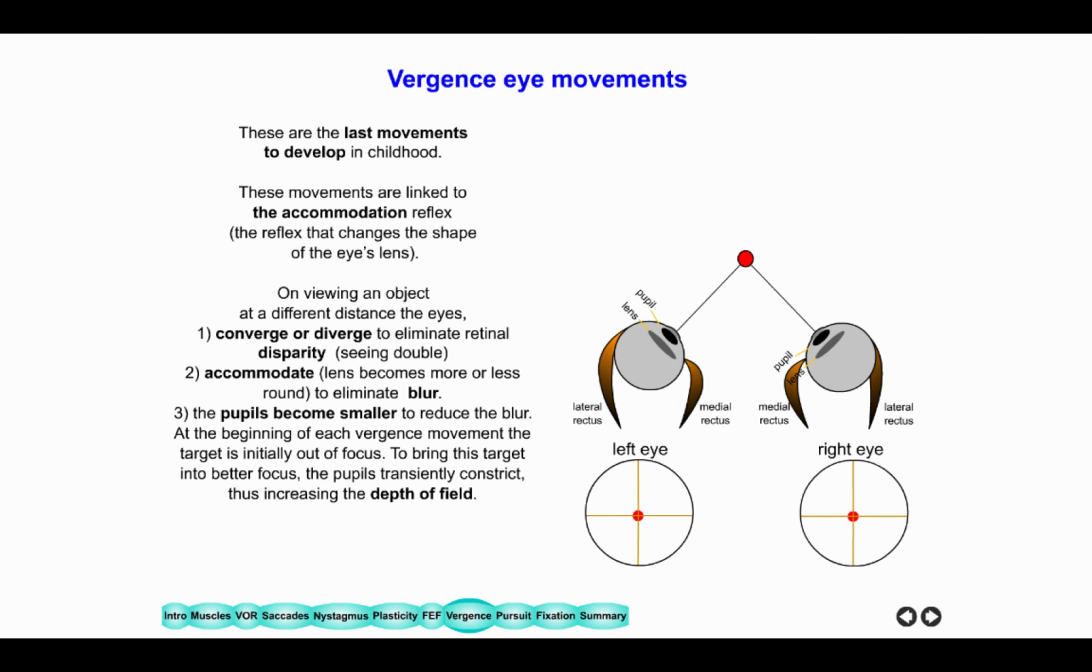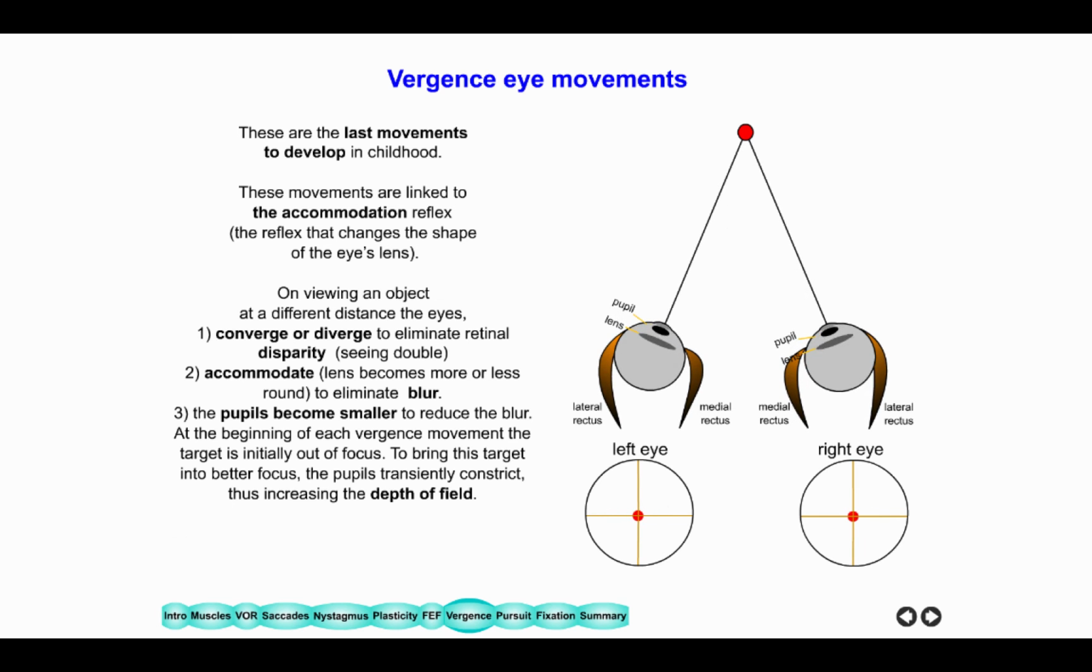The other thing you see is some blurring. The blurring is because the lens, you can see the lens here, also becomes rounder or flatter, not instantly. It takes some time for it to change its shape. And so during that time, you've got blurring occurring.